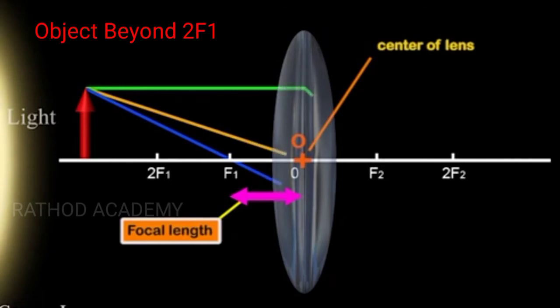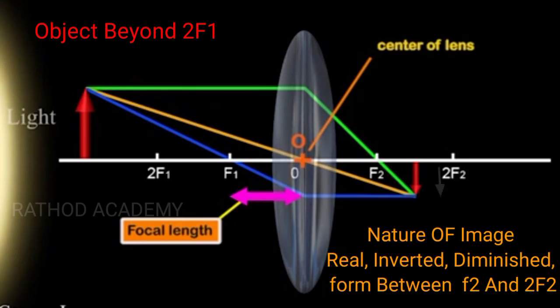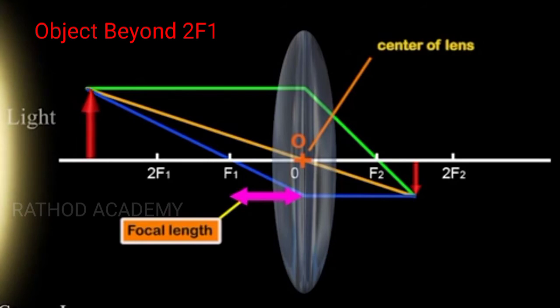So here the three rays we are passing. The ray which is passing through the center of this lens passes undeviated. So these are the common rays. One is parallel to the principal axis, another is passing through f1, and here you will find the image formed between f2 and 2f2. The size of the image is very small. We say it is highly diminished, real and inverted, and it is formed between f2 and 2f2.